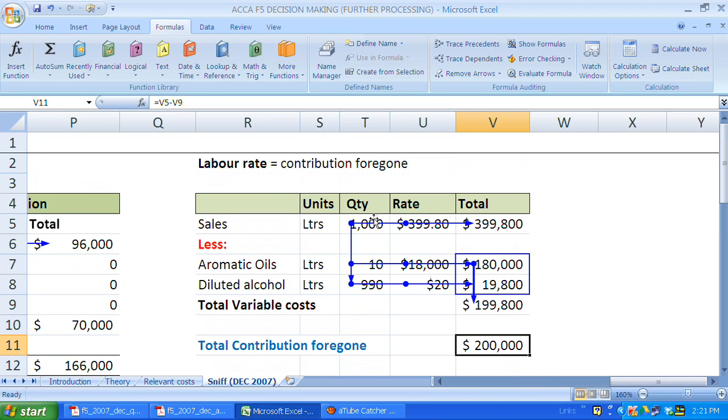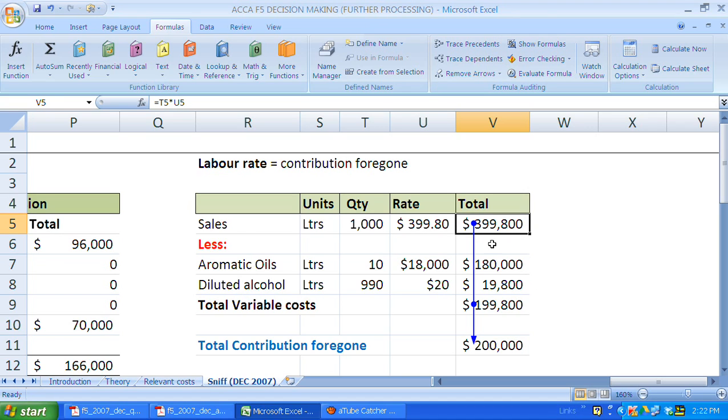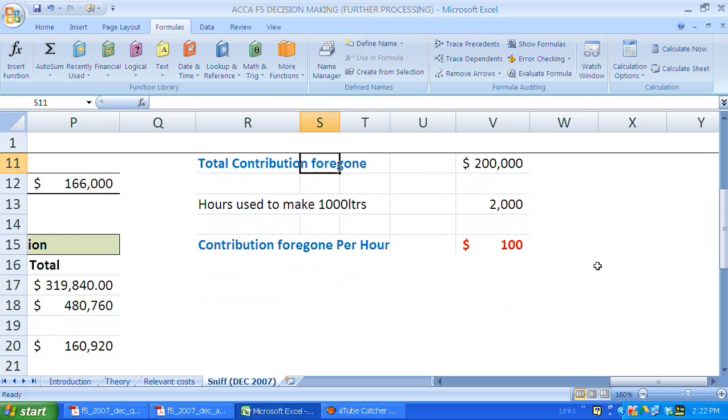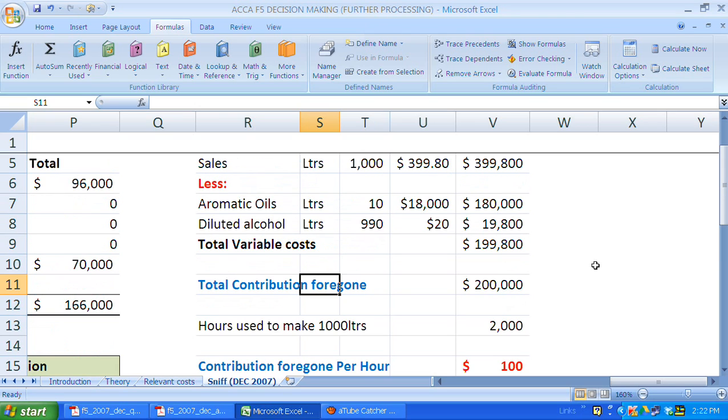Meaning that the contribution foregone is the sales. Remember, our contribution is sales minus the variable cost. So 399,800 minus 199,800 gives me 200,000. But remember, I'm interested in a rate per hour.